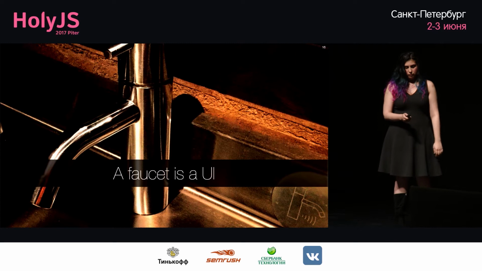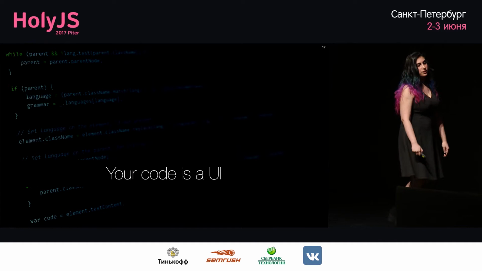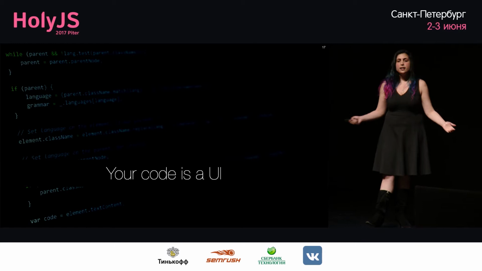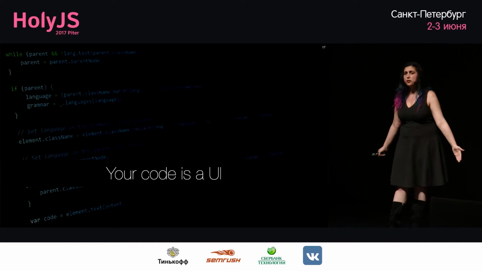So, as you can see, the notion of an interface is much wider than we thought. But this talk is not about faucets, as interesting as I find them. This talk is about code, because your code is also a UI. If you're writing code to be consumed by human beings, if you're writing a library or any sort of API that your coworkers will use, it doesn't have to be an open source library. If you're writing code that your coworkers will call, or a maintainer, or even yourselves in the future, you're creating a UI, and the same principles apply.